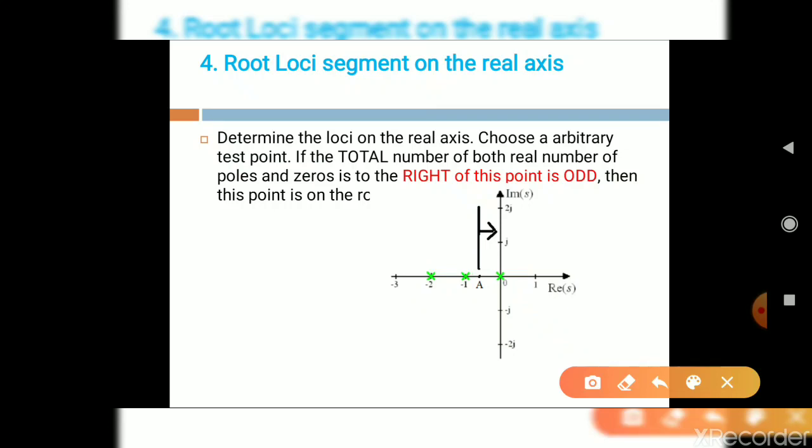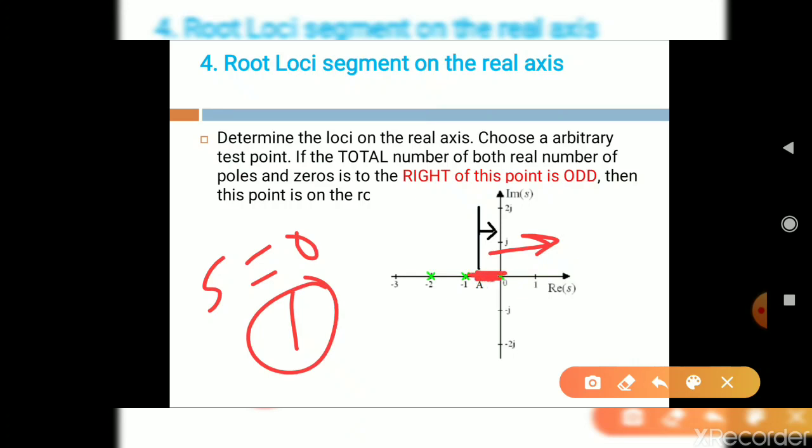That point A may be anywhere, at -0.1, -0.2, -0.3, -0.4, -0.5, likewise up to -1. In this region, if you observe the right side portion from that point, the count of open loop poles and zeros is 1, meaning one pole is located at s equal to 0. So the final count is 1, and this 1 is an odd number. So I can say that the root locus may lie between -1 and 0. In this region there is a chance that the root locus will lie.